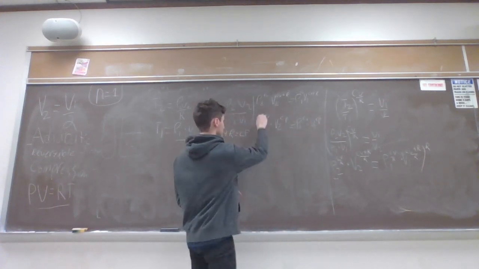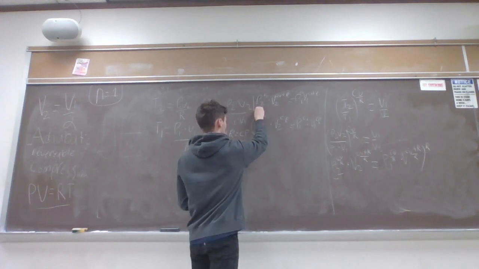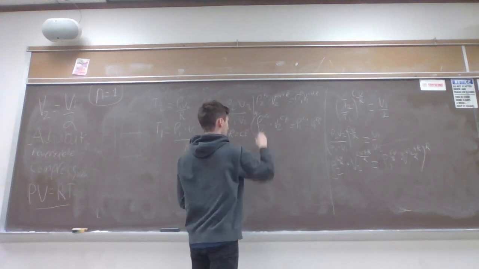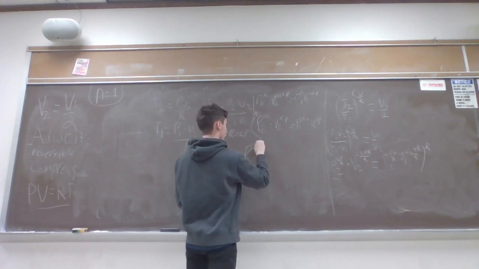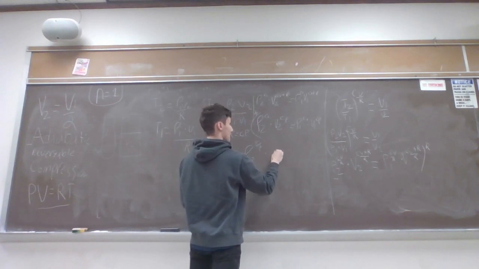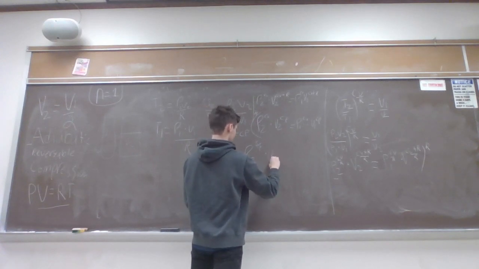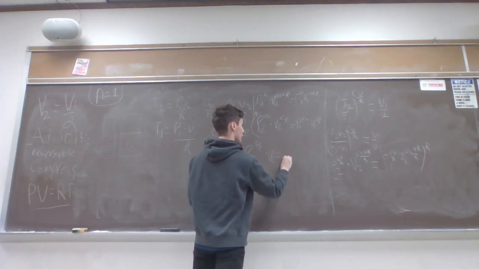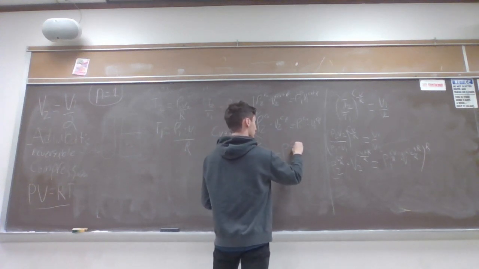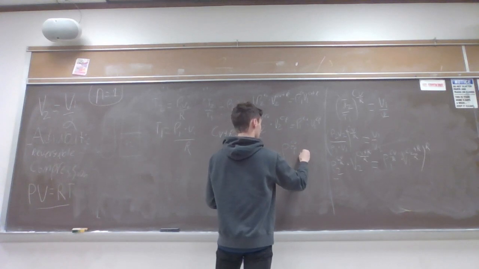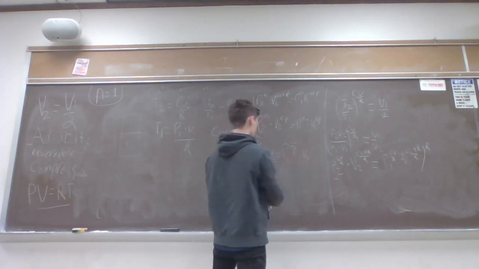And from here, we are going to multiply all this again by 1 over Cp, which would end up giving us P2 of Cv over Cp multiplied by V2 equals the pressure times Cv over Cp multiplied by V1.